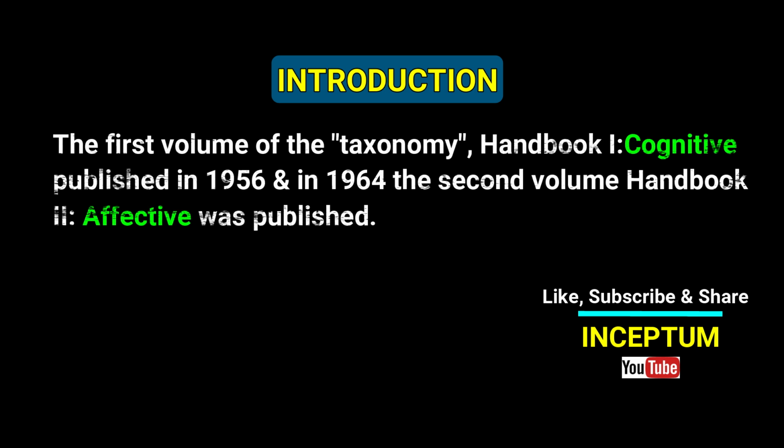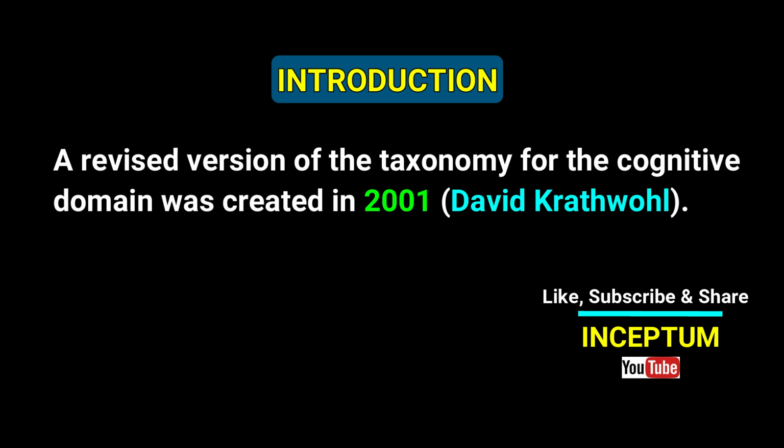The first volume of the Taxonomy, Handbook 1 Cognitive, was published in 1956, and in 1964 the second volume, Handbook 2 Affective, was published. A revised version of the taxonomy for the cognitive domain was created in 2001.